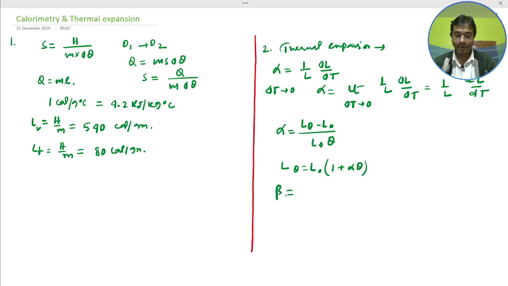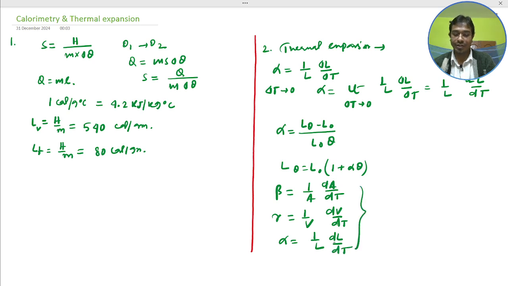Next one is beta, the coefficient of area expansion, written as 1 by A dA/dT. Next, the coefficient of volume expansion gamma is 1 by V dV/dT. Here alpha is 1 by L dL/dT. So the relation between alpha, beta and gamma is alpha is to beta is to gamma equal to 1 is to 2 is to 3.